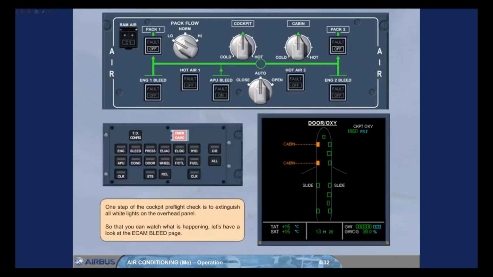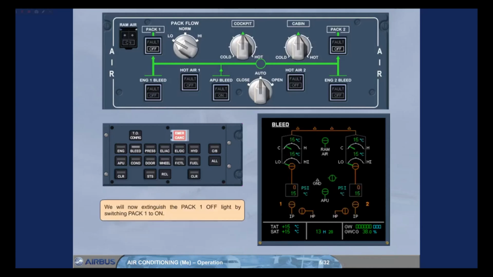One step of the cockpit pre-flight check is to extinguish all white lights on the overhead panel, so that you can watch what is happening. Let's have a look at the ECAM bleed page. We will now extinguish the pack 1 off light by switching pack 1 to on.